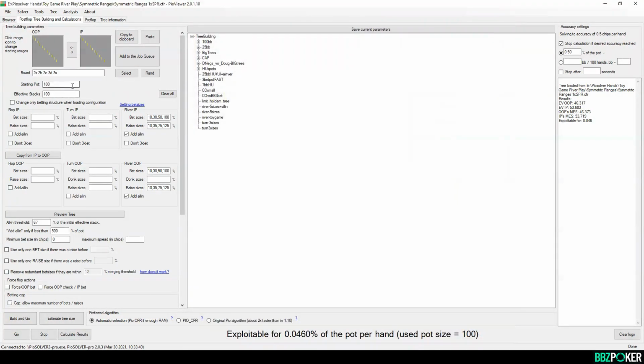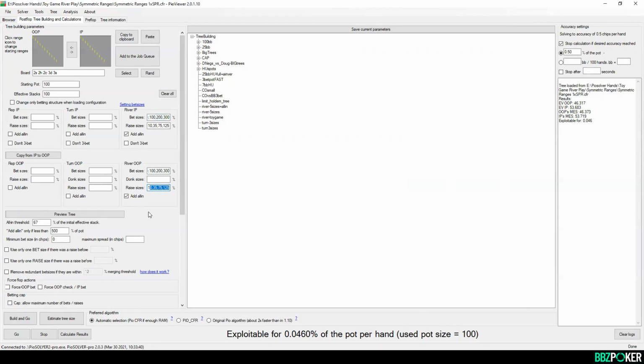And then the starting pot is 100 chips. The effective stacks are 100 chips. So we've got a 1-to-1 stack to pot ratio, and all bet sizings are enabled for both players. Obviously, when you're dealing with a 1-to-1 stack to pot ratio, you can't overbet, but we're going to look at multiple stack to pot ratios, and these bet sizes will become relevant later. Basically all bet sizes are enabled for both players, and all raise sizes are enabled for both players.